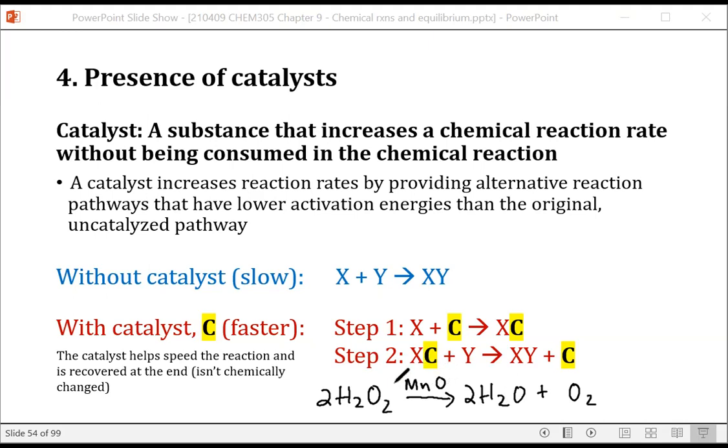Manganese oxide at the end of the lab could have been recovered from the reaction vessel. It was a black powder and it was there at the beginning. We added it to speed up this reaction. And at the end, it was still present and we could have filtered it out and continued to reuse it.